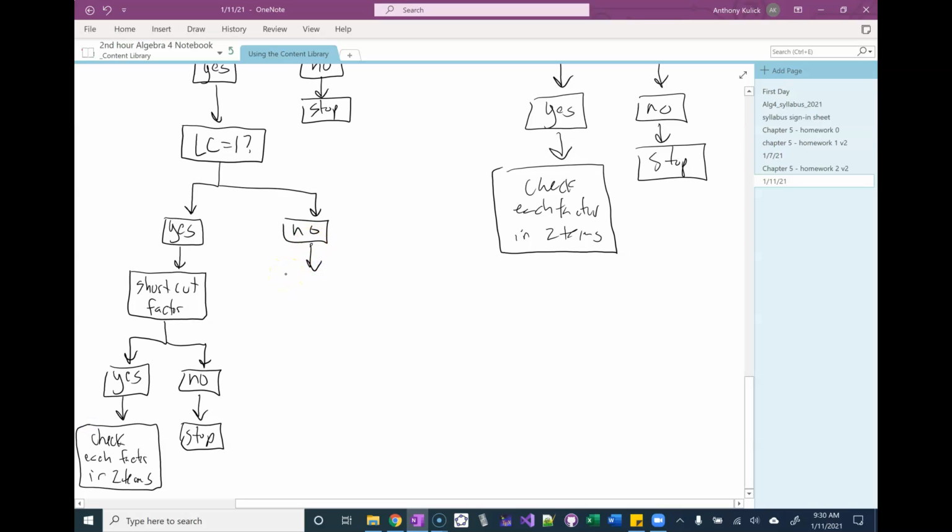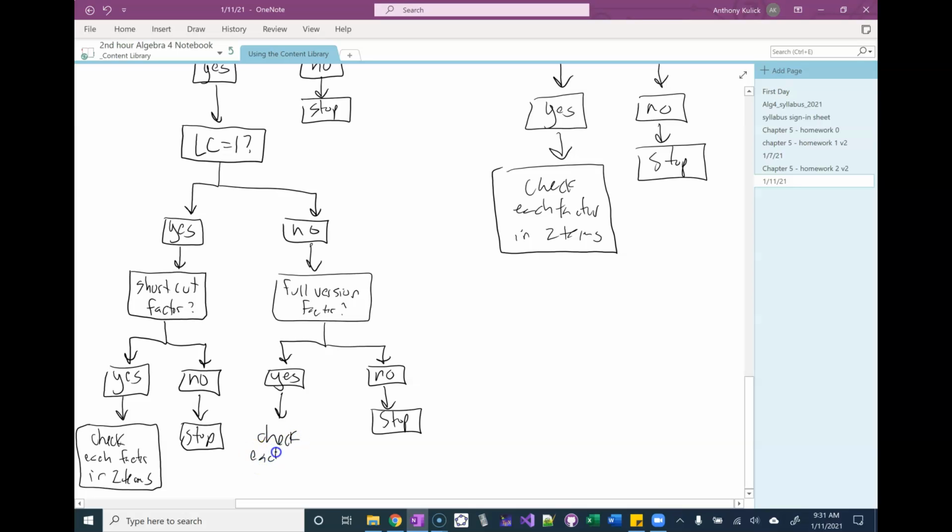And if the leading coefficient wasn't 1, we have to do the full version factoring. If that full version factoring doesn't work, we have to stop. There's nothing else we can try. If it does work, then again, we have to check each factor in the two terms branch.